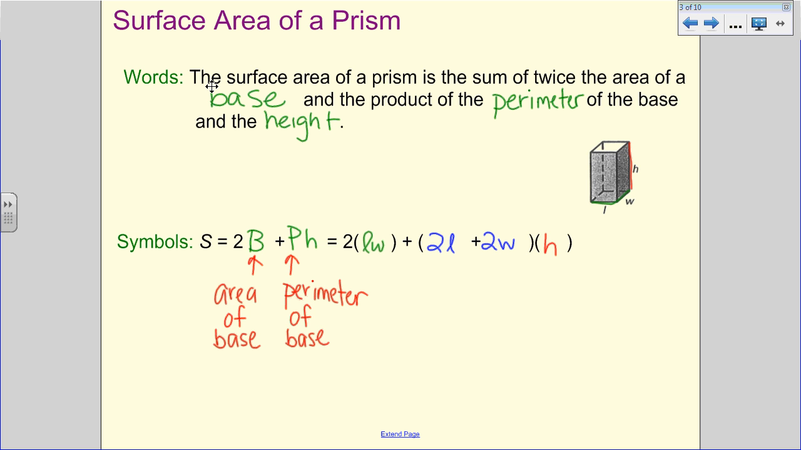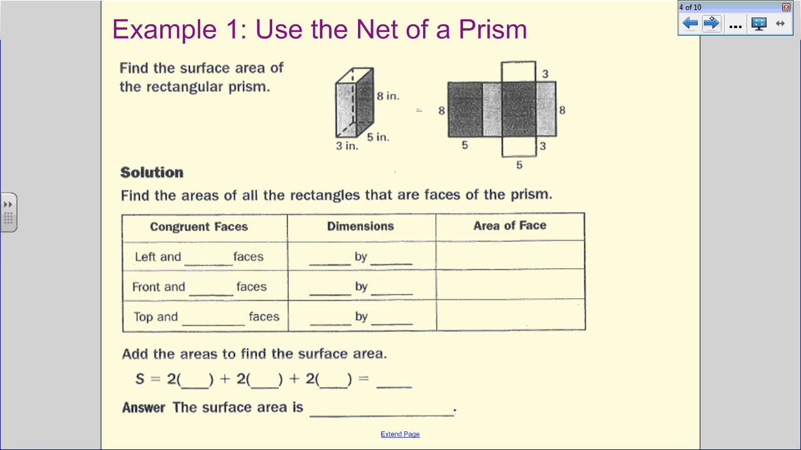So we have 2 L's and we have 2 W's. So that gives us our perimeter. So this is perimeter right here times the height. So let's take a look at what we can do there.